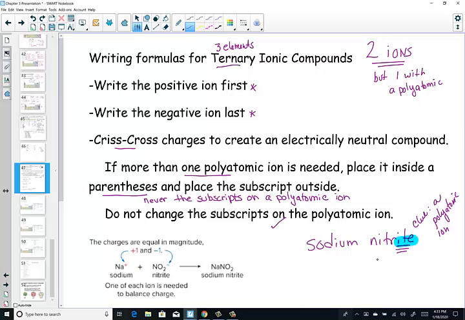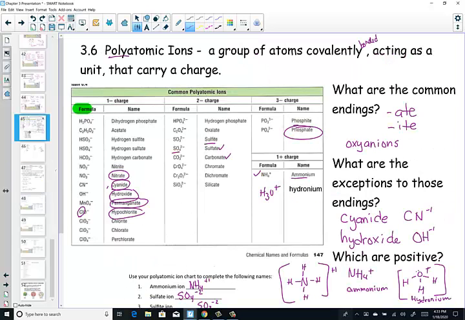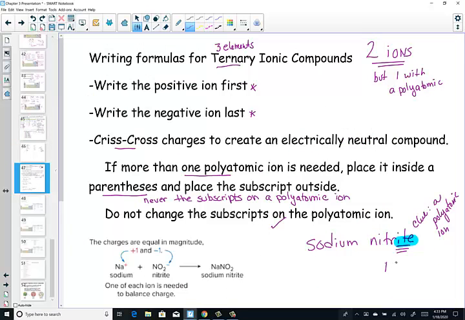And I was just looking for that chart. Did I delete it? What happened? Here it is, nitrite. And so here all of a sudden I can see right here is nitrite. Again, the more you use your chart, the more familiar you become. So nitrite, that is NO2 minus 1.